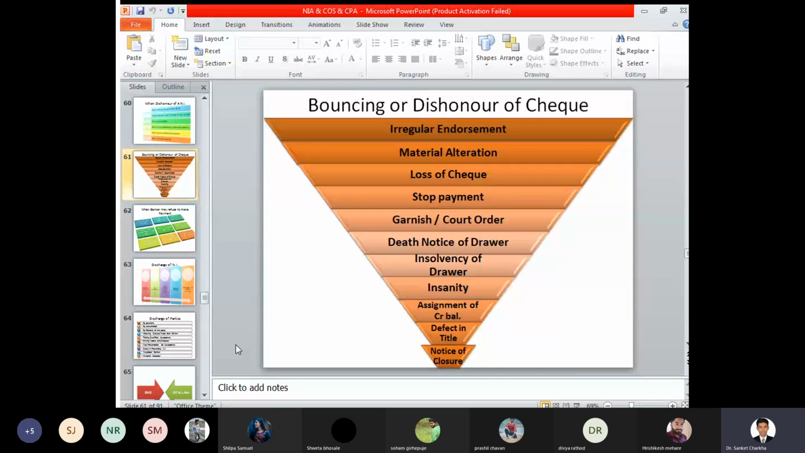Death notice of a drawer. The drawer is the person who has prepared or who has drawn this particular check on a certain person.